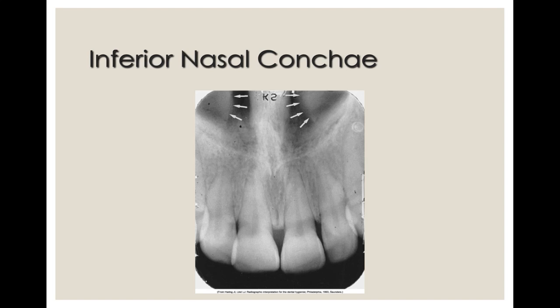Next, we have our inferior nasal conchae. These are thin, curved plates of bone that extend from the lateral walls of the nasal cavity. Conchae means shell-shaped or scroll-shaped. You can see they're slightly more radiopaque than the cavity located right over here, outlined by these white arrows. They're described as diffuse radiopaque masses or projections within the nasal cavity.